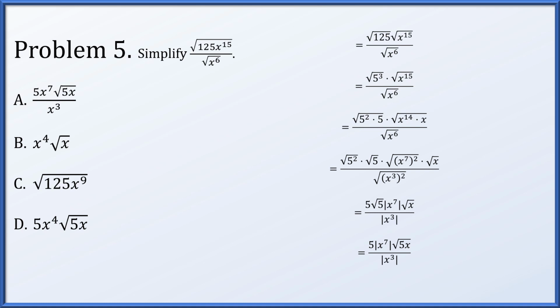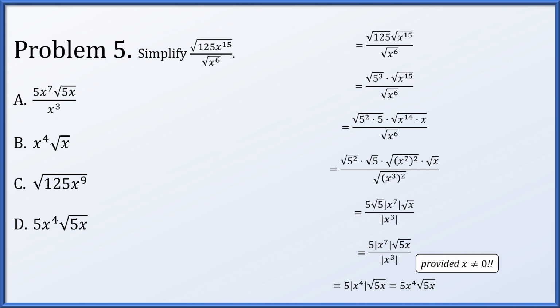So now what we have, we've taken the square root of 5 and the square root of x and recombined them as a single radical. Now we have the absolute value of x to the 7th over the absolute value of x cubed. That simplifies down to the absolute value of x to the 4th. Now whether x is positive or not, the absolute value is redundant. If x is positive, then x to the 4th is positive, and if x is negative, x to the 4th is still positive. So now we can drop the absolute value, and we have 5 times x to the 4th times the square root of 5x.